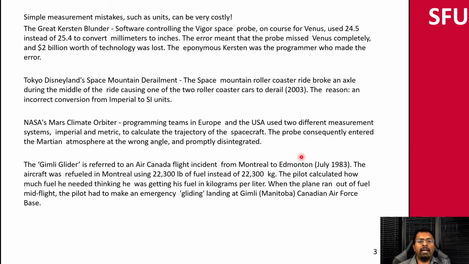Not great. And then here back in Canada, there is a famous flight incident known as the Gimli Glider. What happened was that Air Canada had just been converting from imperial to metric units, and there was some miscommunication. They thought they were loading 22,300 kilograms of fuel. Rather, they ended up loading 22,300 pounds of fuel. One kilogram is 2.2 pounds, so they loaded about 45% of the fuel, and halfway through they ran out of fuel. Fortunately, it was a more funny story where the aircraft ended up gliding and landing at the Canadian Armed Forces base in Gimli, Manitoba. That's where the name comes from.